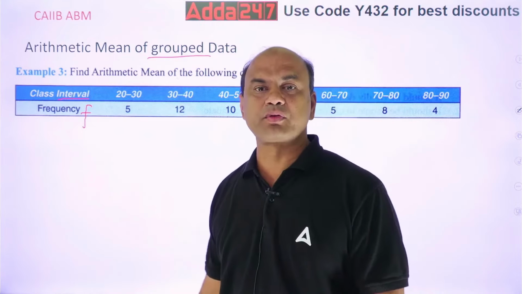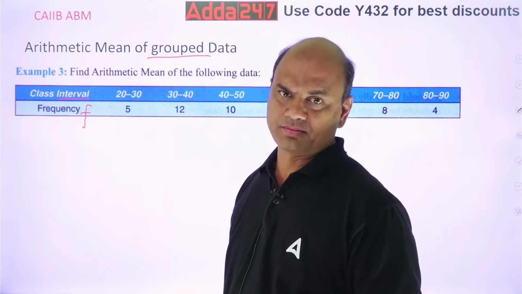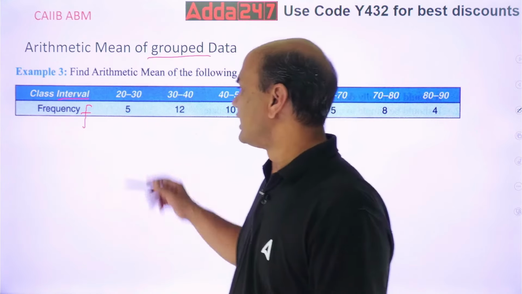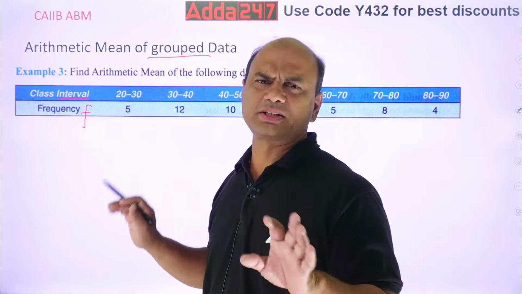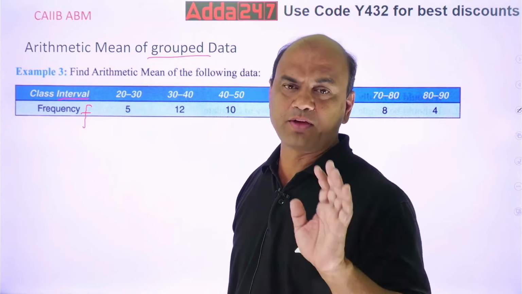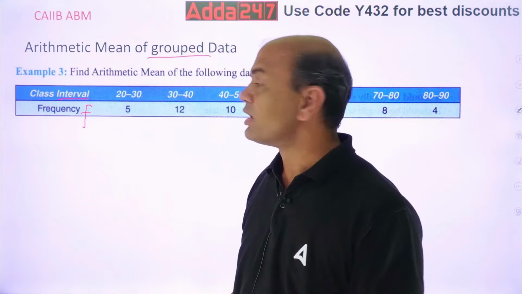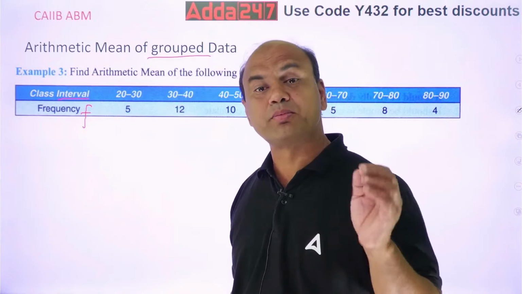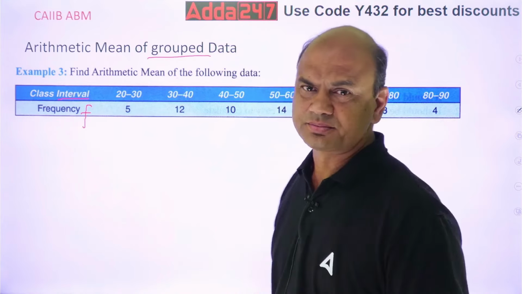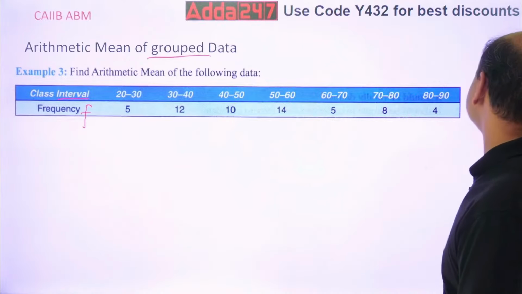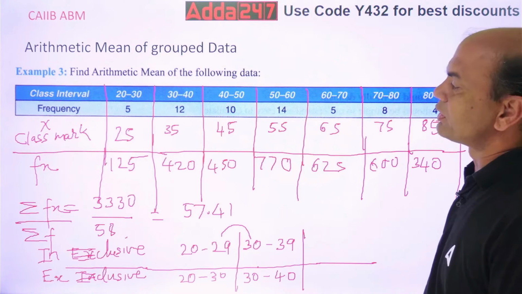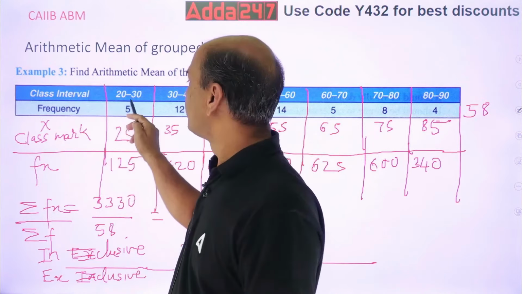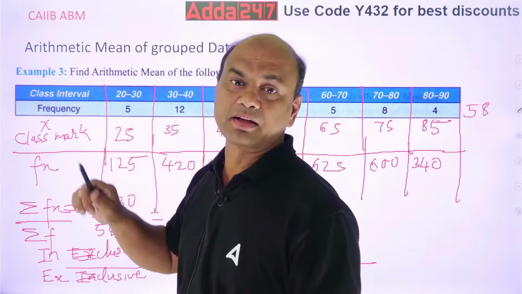So now you'll have to find the class mark. See, the basic logic is you have to do summation fx, f into x. But where is x? Can you multiply 12 into 30, 40? You can multiply it, so find out the class mark. How will you find this? Class mark is always the center. Look at this: class interval 20 to 30 and frequency is given. Class mark is the center. Center is 25.